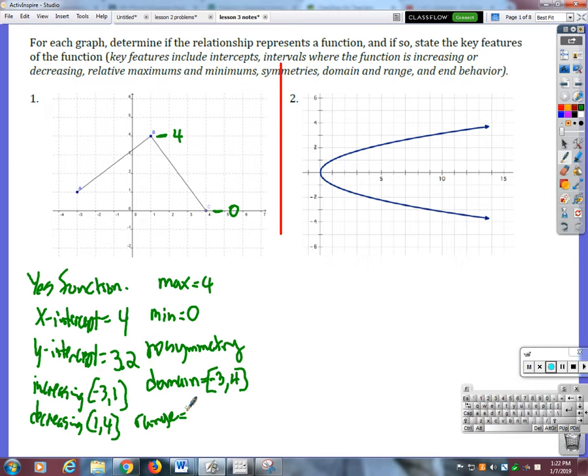And then the range is the same thing, but it's the y's. What's the lowest y value on the graph? It would. And what's the highest y value? It would indeed. Nice job.